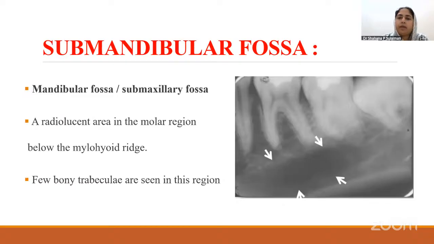Then we have the submandibular fossa. As the name implies, it is a fossa which lodges the submandibular gland. You know that the submandibular gland is lodged in a depression just above the lower border of the mandible. So here we have a thinner bone, and so that area will appear more radiolucent when compared to the adjacent area.